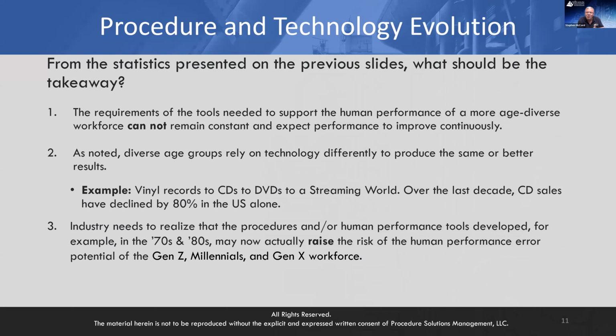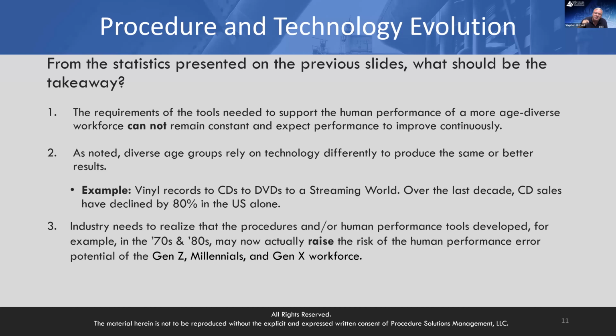Notice how the baby boomers are only at 42%, but the millennials are at 98% for things, right? Think about vinyl records, to CDs, to DVDs, to streaming. You realize that over the last decade, CD sales have declined by 80%. And some of us that were driving around in cars in the 1980s had cassette tapes, and before that it was 8-track tapes, right? Think about how all that has moved.